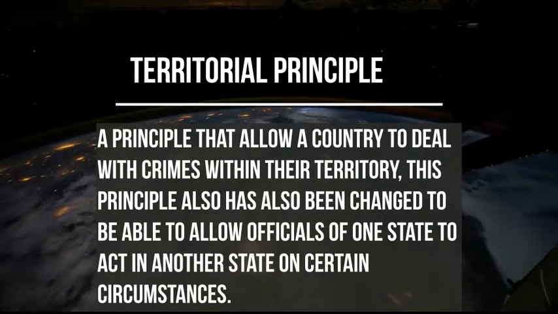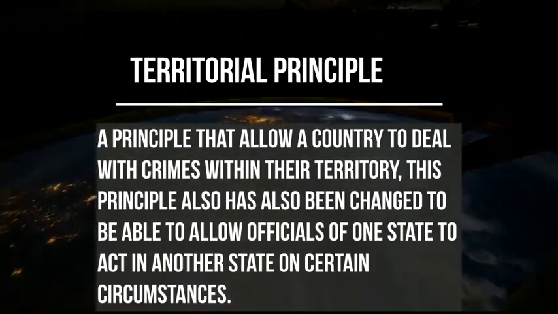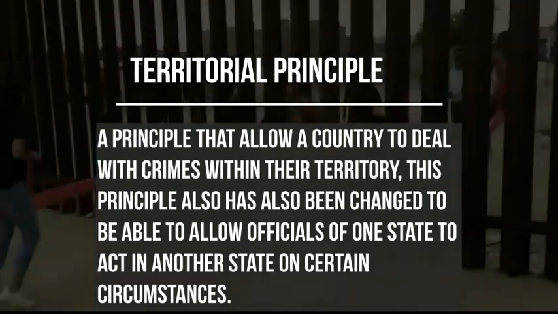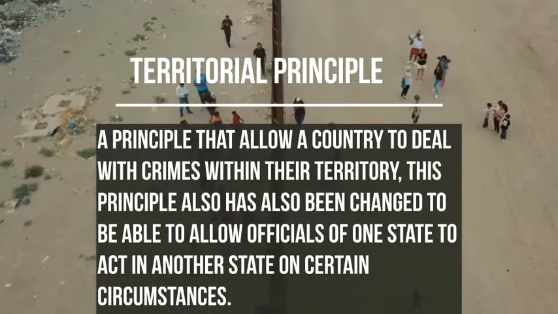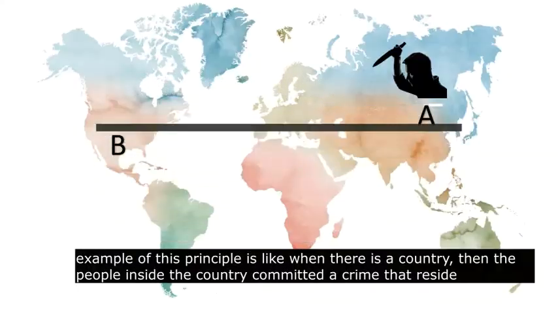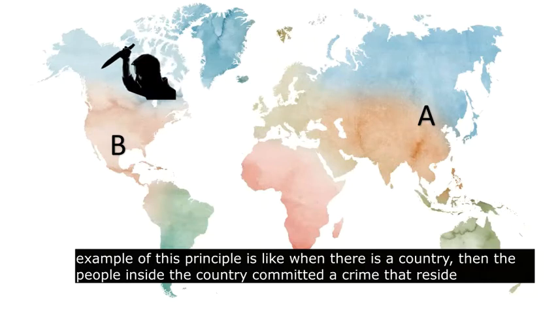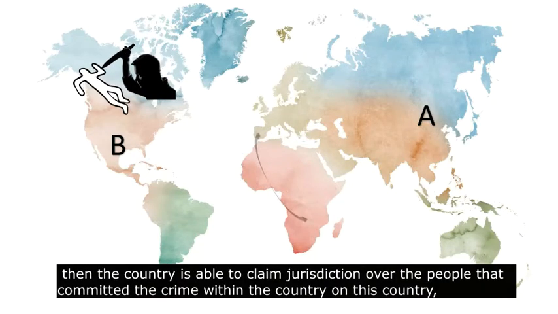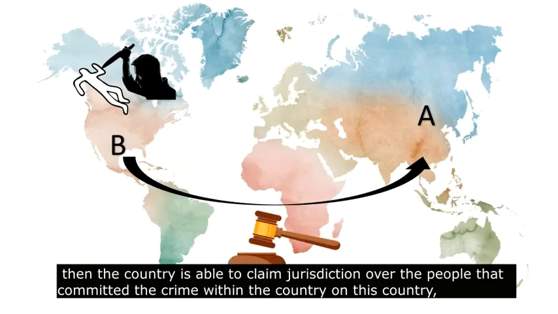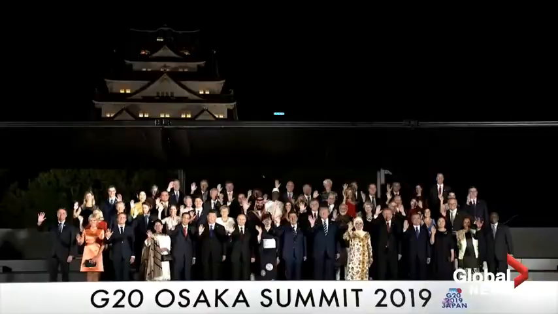The territorial principle is a principle that allows a country to deal with crimes within their territory. This principle has also been changed to allow officials of one state to act in another state in certain circumstances. For example, when people inside a country commit a crime, then the country is able to claim jurisdiction over the people that committed the crime within the territory.